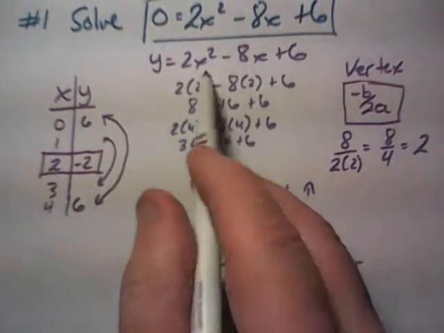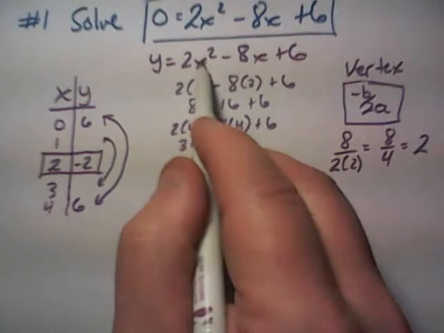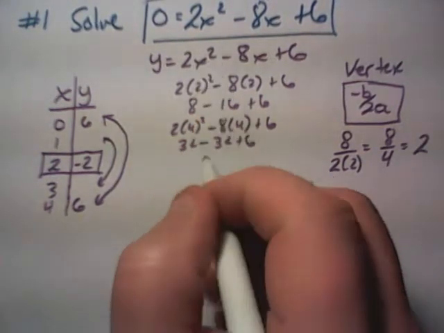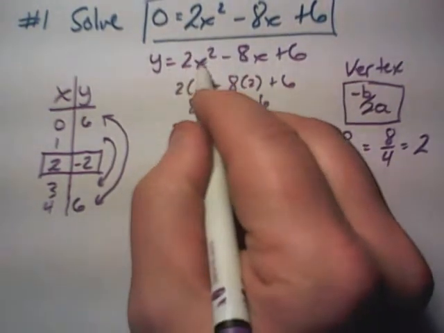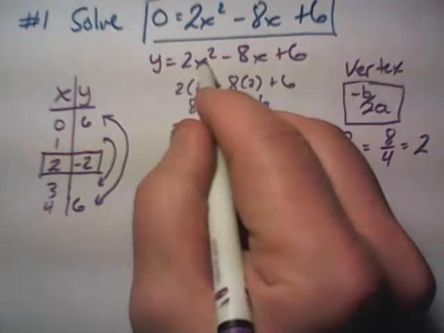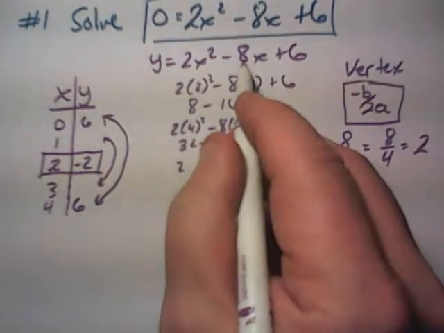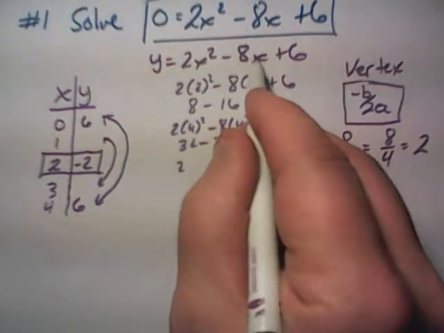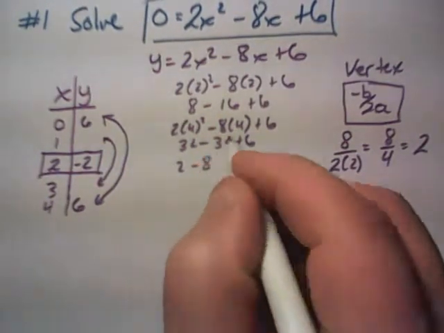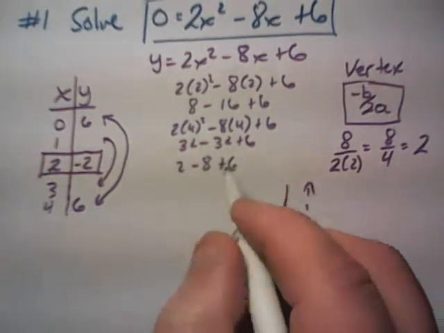Let's just see what we get when we plug in a 1 here. If I plug in a 1, I think we can do this without writing it out. Let's just try it here. 1 squared is 1, and 2 times 1 is 2. So that value is 2. Then if I plug in a 1 here for this x, 8 times 1 is negative 8 plus 6.